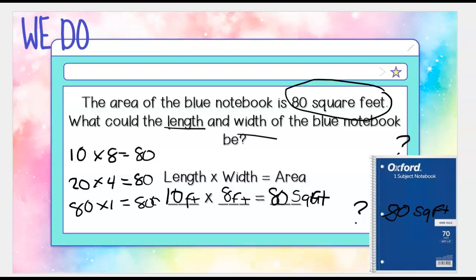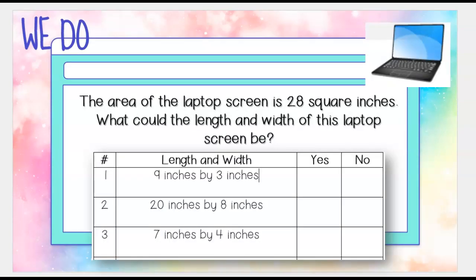All right, let's try another one. It's going to be a little bit different though. And this time I'm going to give you the area. And then I'm going to give you 3 possible lengths and widths. And we need to figure out which lengths and widths are going to have the area of 28 square inches. So this says the area of the laptop screen is 28 square inches. What could the length and the width of this laptop screen be? So we know that when we multiply it together, it has to equal 28 square inches.